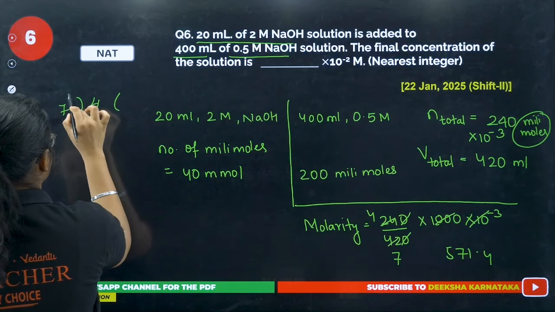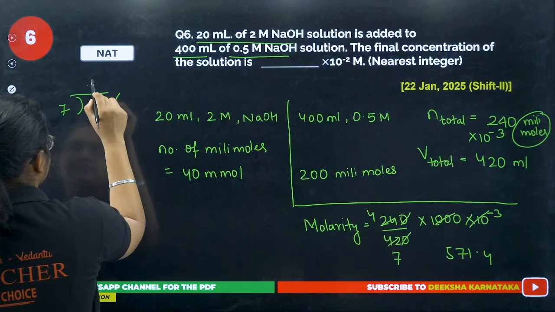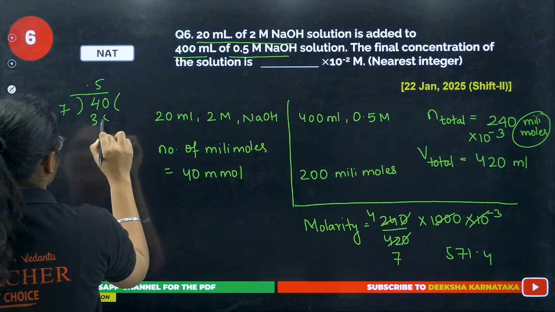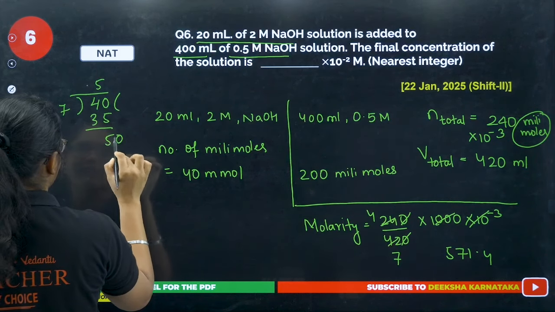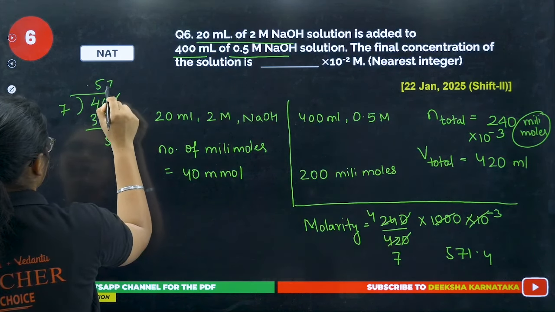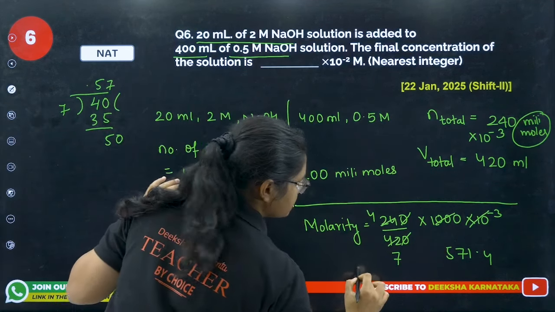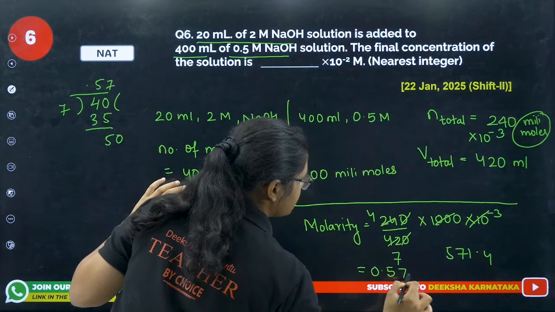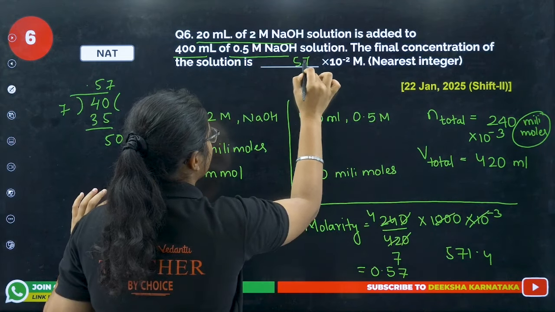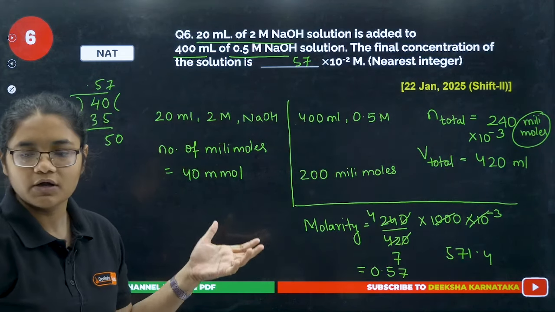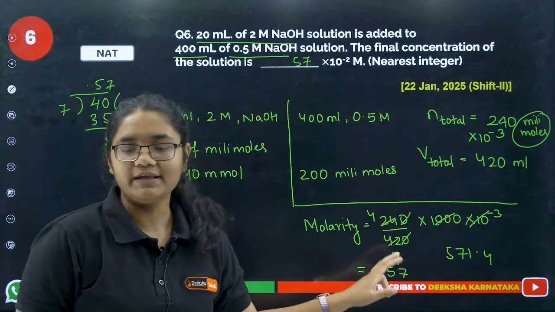4 by 7. So here again 7 5s are 35. I am left with 5. So 7 7s are 49. So I will have 57. So, or 0.57. This value is coming 0.57. So the answer will be 57 into 10 to the power of minus 2, or that will give me 0.57.